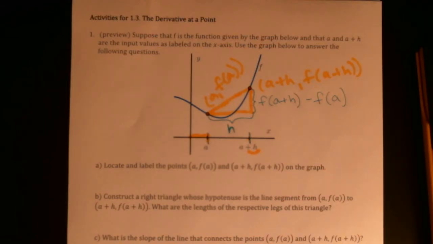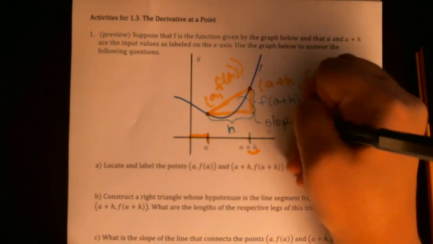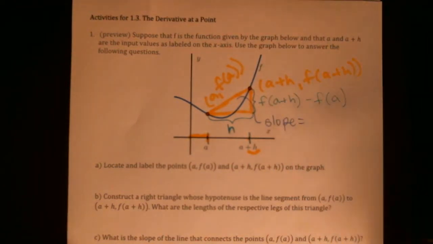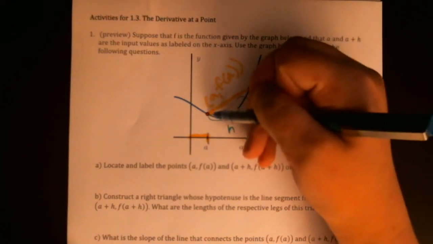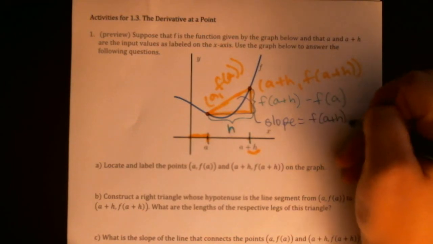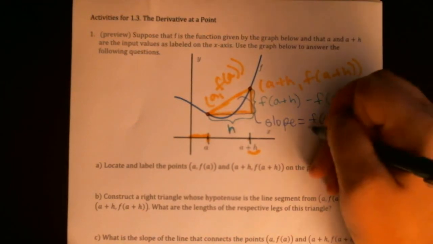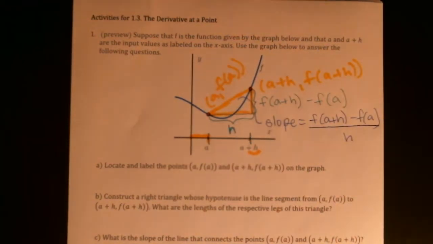Okay, so third part, we are supposed to calculate the slope. Let me grab a different color. Slope of this line. Okay, so that line, we've already drawn in a little slope triangle. We've got a rise right here and a run right here. So we would just take our f of a plus h minus f of a divided by the run, which is h, and that should look very familiar. There's our difference quotient showing up again.